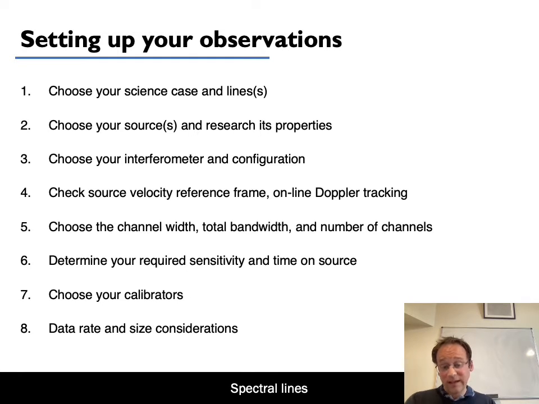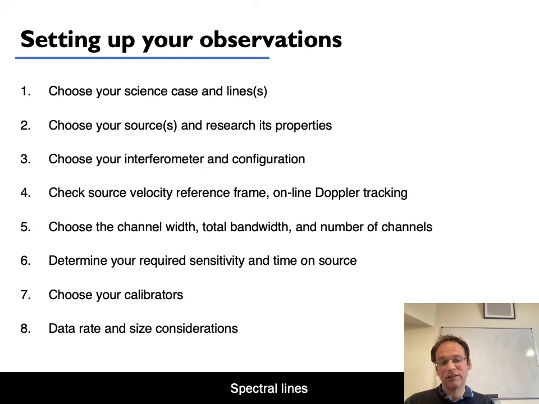But of course, like any observation, you also want to choose your calibrators, and there are some other considerations there potentially for spectral line work, which we'll get onto. And finally, this is quite important specifically for spectral line work: we're splitting the data up into multiple channels, sometimes many thousands of channels, and this can make the data volumes much larger than what you get when you do continuum work, where you tend to average in frequency space. And so that can actually be a consideration.